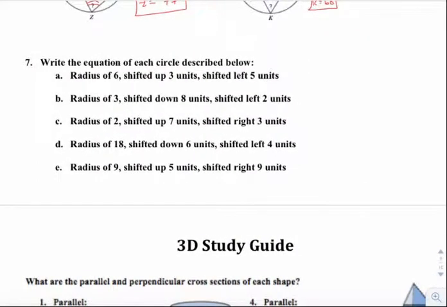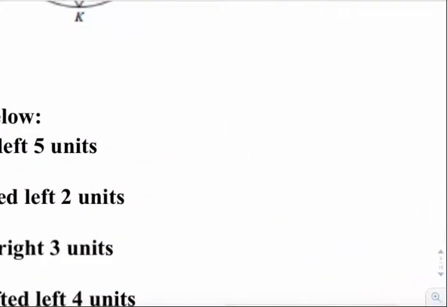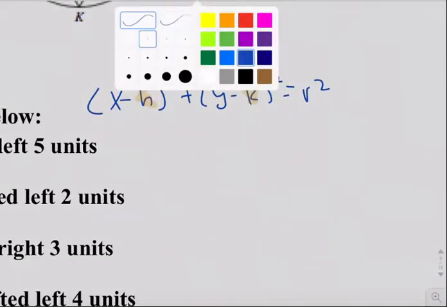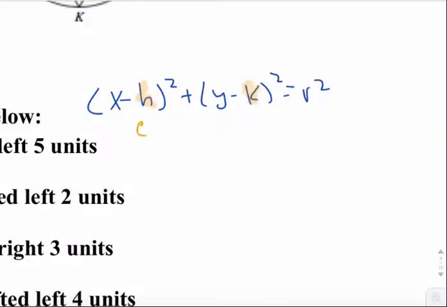All right, we have to write the equation of a circle described below. So please let's recall first the general equation of a circle. So we have x minus h quantity squared plus y minus k quantity squared is equal to r squared. Now do recall that the h and the k define where the center is. So the center itself is at h comma k.